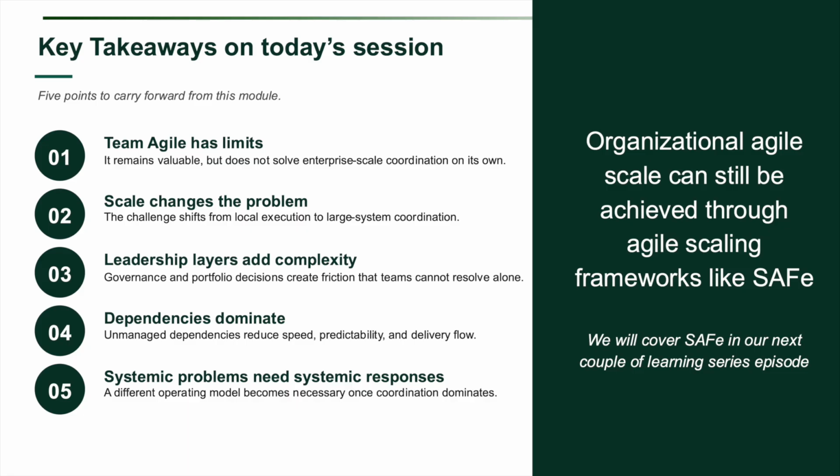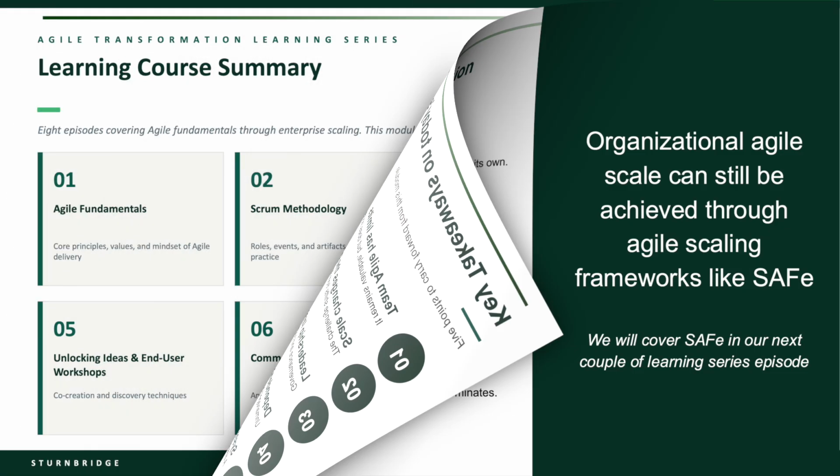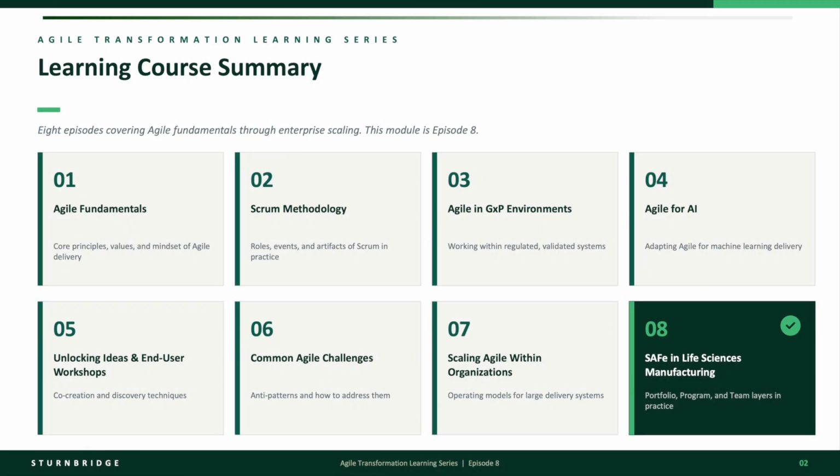For life sciences organizations, this lesson is especially important. Modern digital transformation in the sector often includes manufacturing modernization, enterprise system integration, data platform enablement, cloud migration, AI use case deployment, and compliance-sensitive operating changes all happening at once. Agile at scale in that environment requires more than strong teams. It requires a coordination model that can align hundreds of contributors around common strategic outcomes. Organizational Agile scale is possible, but it requires more than sprint discipline. It requires system design.